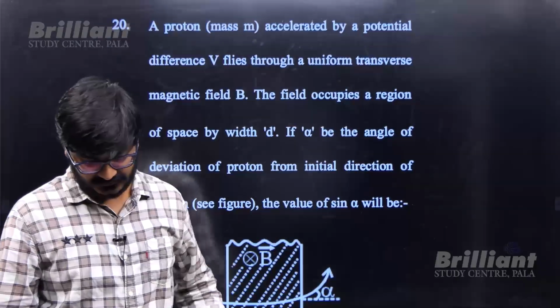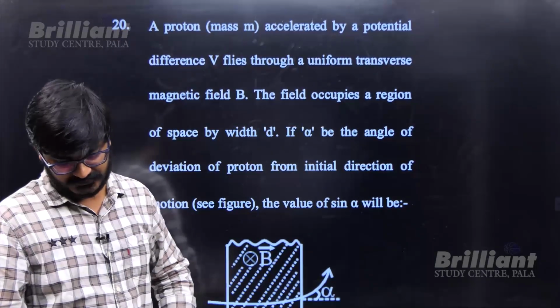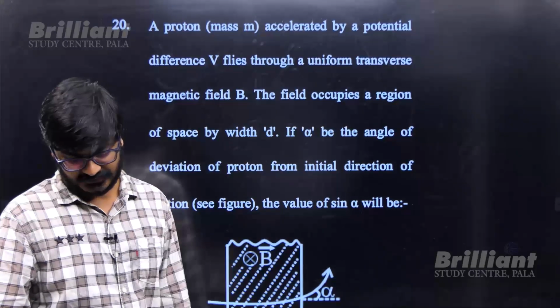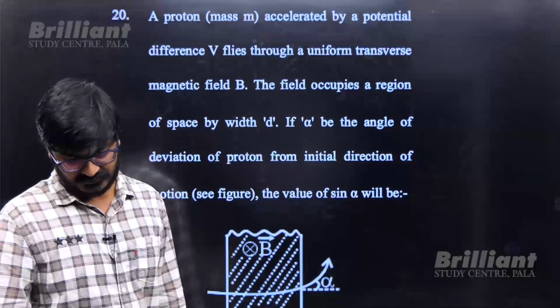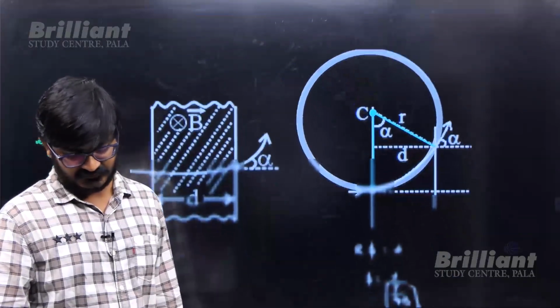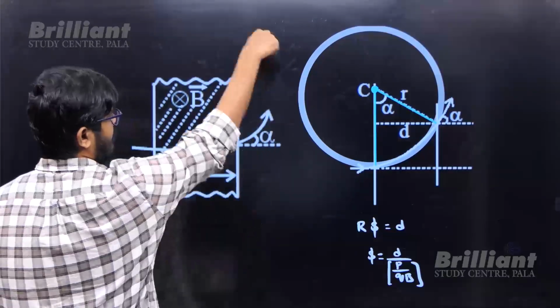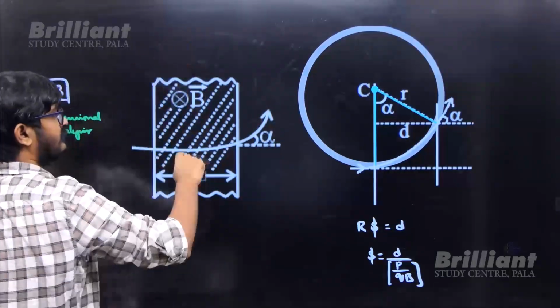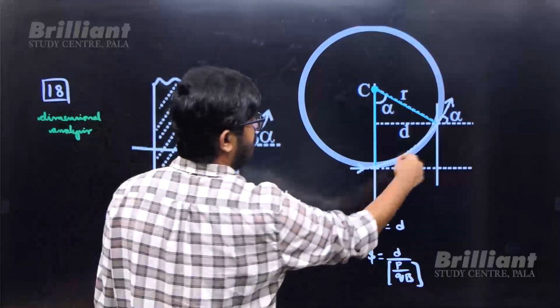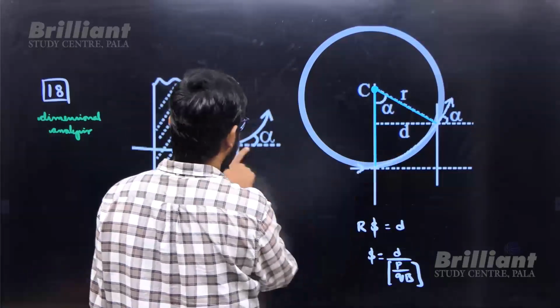A proton accelerated by a potential difference flies through a uniform transverse magnetic field. The field occupies a region of width d. If alpha is the angle of deviation of the proton, you need to find the value of sine alpha. So you can see something is performing an arc like this. The meaning is it is performing some circular motion. It is a part of that big circle. Now initially it was coming like this. Now this angle is alpha.